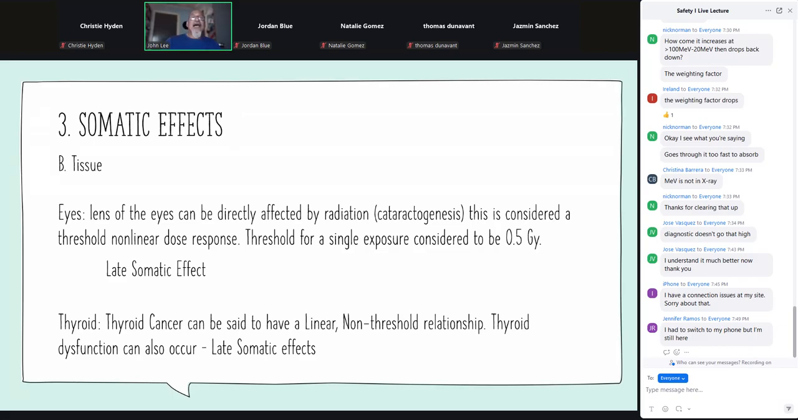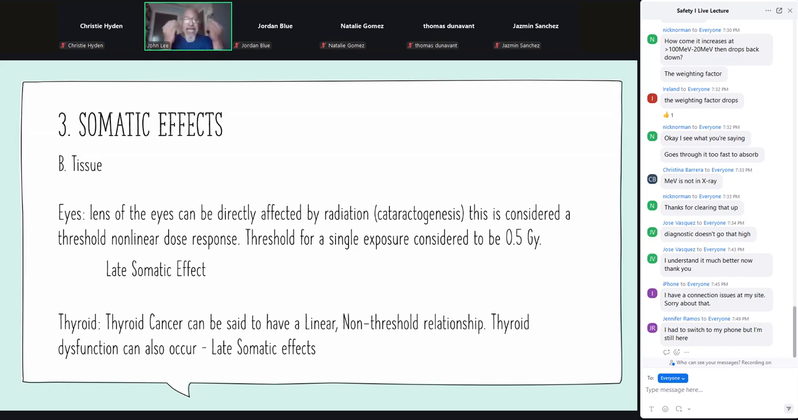Tissues, the eyes, the lens of the eyes can be directly affected by radiation. This is cataractogenesis. This is considered a threshold nonlinear dose response. It's a threshold because a specific amount of radiation must be exposed to the lens of the eye before the biologic response occurs. Okay. The threshold for a single exposure is considered to be 0.5 gray. This is considered a late somatic effect because it takes time for the cataract to form on the eye.